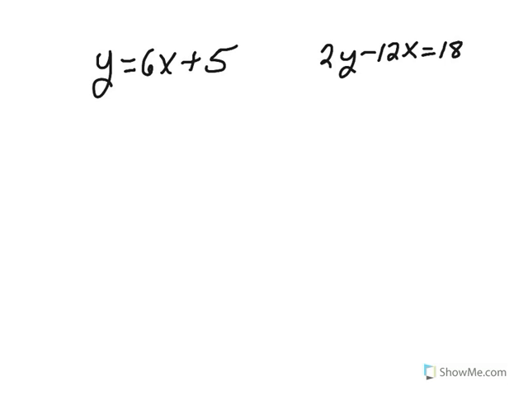Okay, now we're going to determine if two lines are parallel. Take a look at the two lines in front of you. The line on the left is in slope-intercept form. Pause the video and write down what you think the slope is. If you got the slope of 6, great. Let's take a look at the second line. In this case, it's not in slope-intercept form.